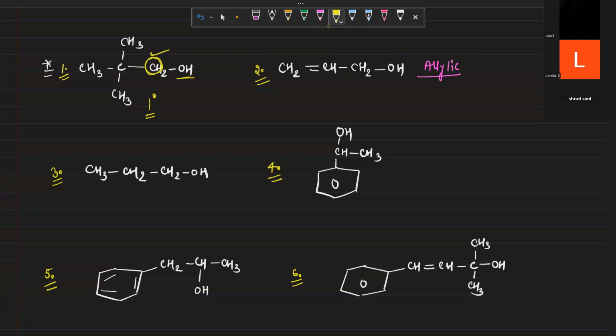Monohydric means one OH group in the organic compound. Dihydric means two OH groups in the organic compound, and trihydric means three OH groups in the compound.